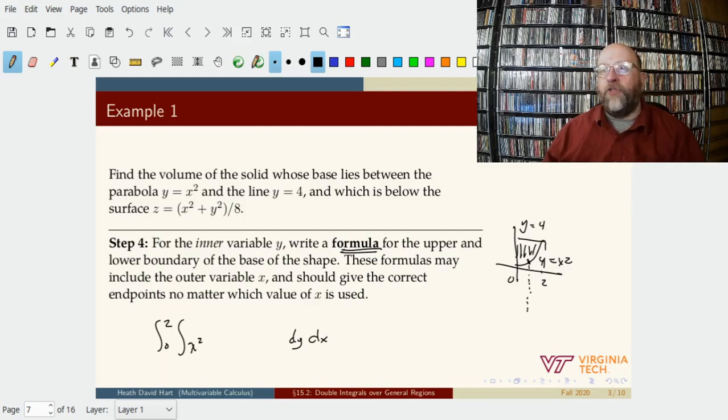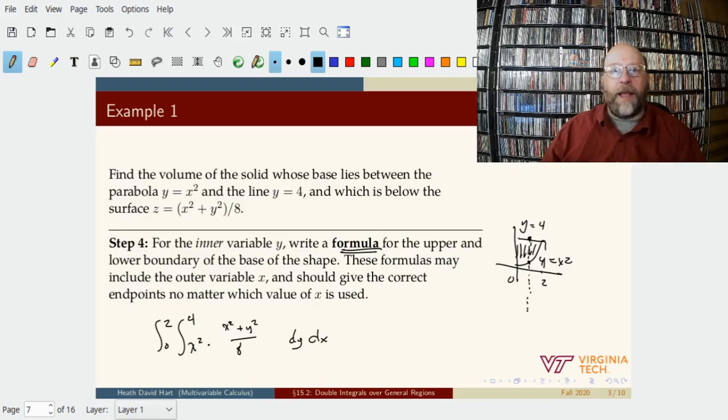And now I travel through the region that we're looking at, and I exit the region along the line y equals 4. All right. And the formula we're integrating is x squared plus y squared over 8. So the inner variable is formulas, and they can include the outer variable.